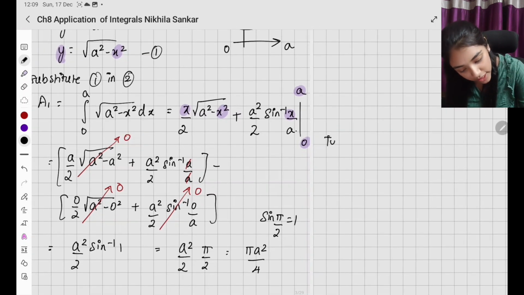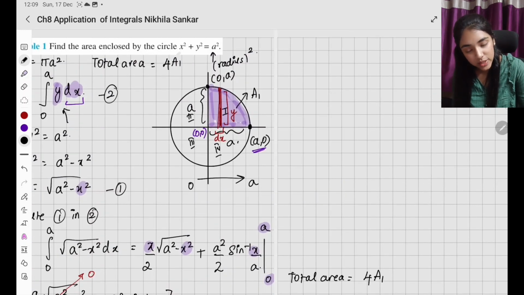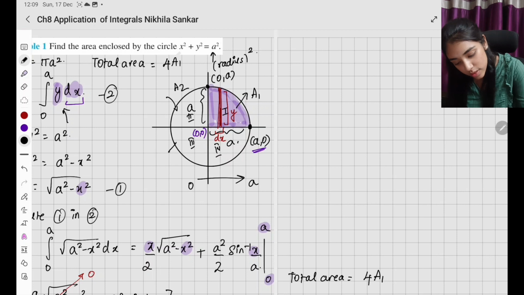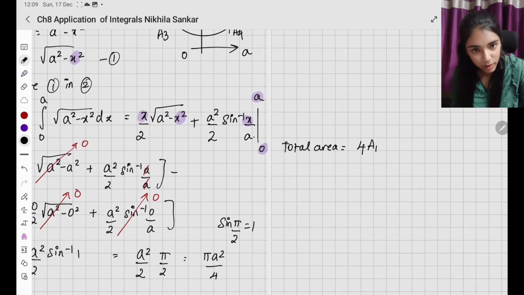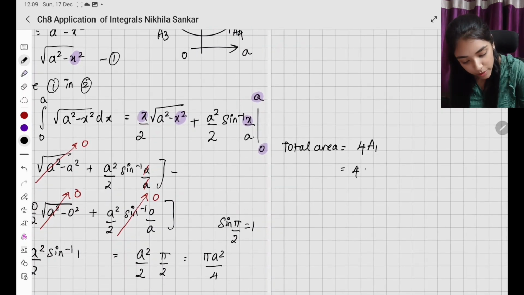But what is my total area? My total area is going to be 4 times a1. ஏன்னா 4 quarters இருக்குல்ல. So இந்த இடத்துல this is going to be a2, this is going to be a3, this is going to be a4. So a1 plus a2 plus a3 plus a4 is nothing but 4 times a1. எல்லா quartersம் ஒன்று தான். So this is going to be 4 times.